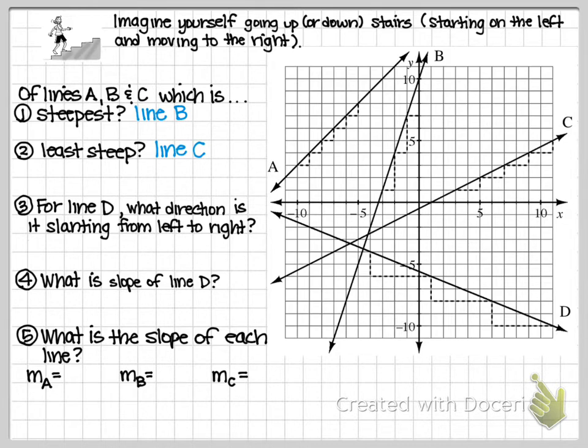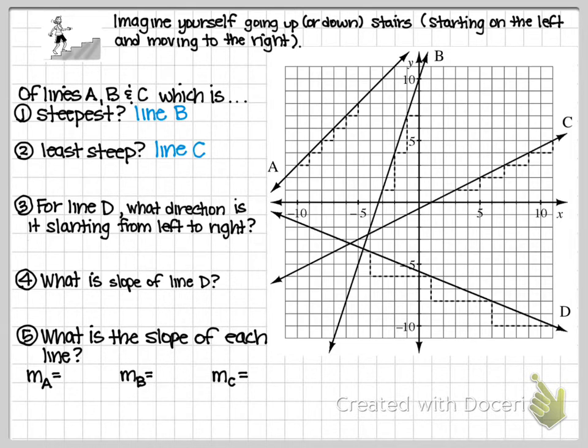Okay, question 3. This is kind of what I'm getting at. I want you to take a look at line D. And I basically want you to tell me, if we calculated the slope, because we're going to on the next question, would the slope on line D be positive or negative?